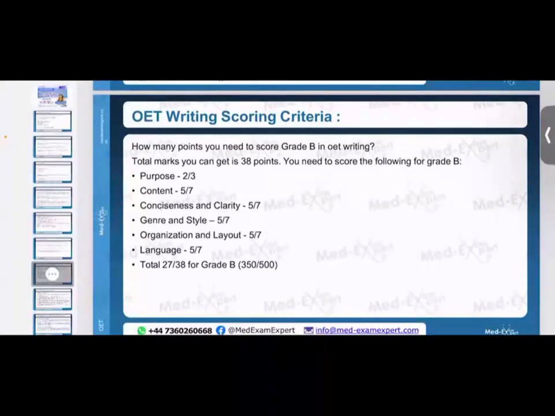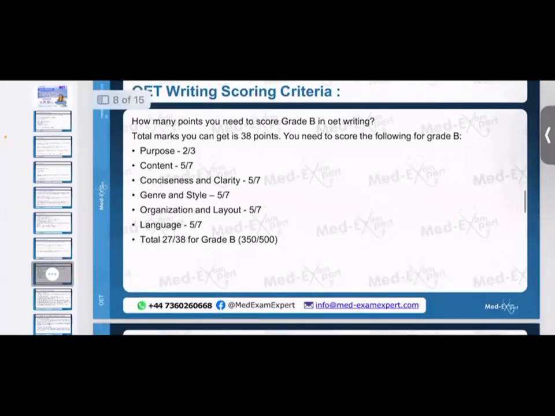If you are scoring marks like these, in purpose it should be 2 out of 3. In content, you have to score 5 out of 7. For clarity, it should be 5 out of 7. Genre and style, 5 out of 7. Organization and layout, again, it contains 7 marks. Language, again, 7 marks. So the total is 38. And you have to score 27 out of 38 for getting grade B, which is 350 out of 500, which is the OET scoring criteria.